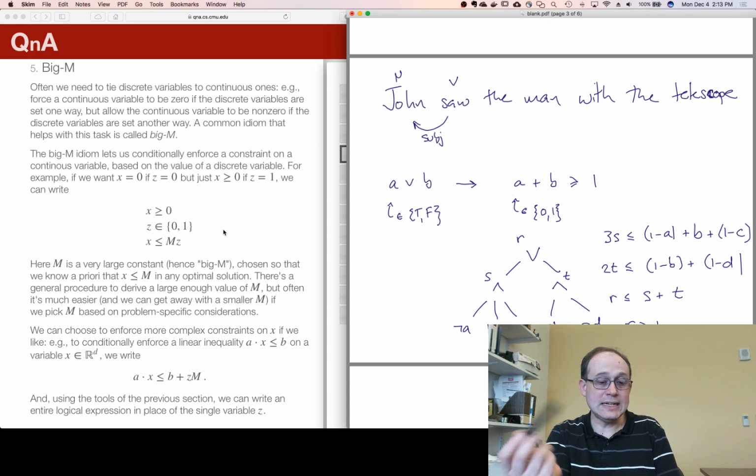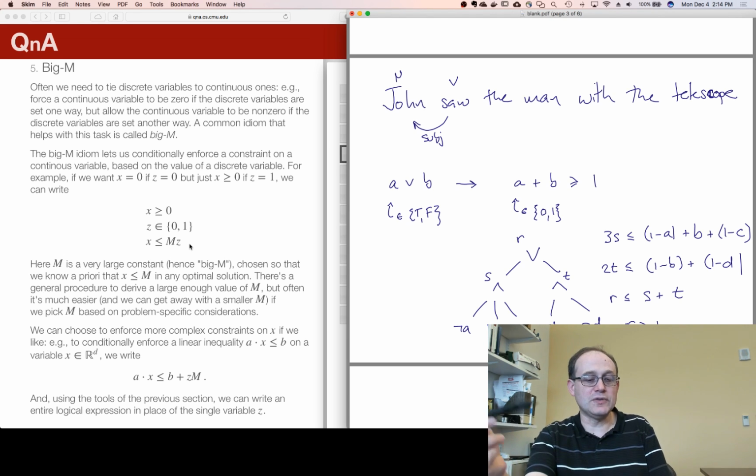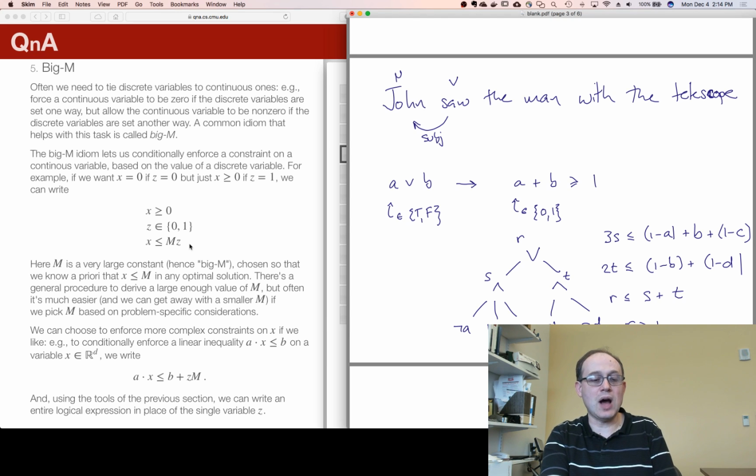or the big M idiom, which is we always enforce x is bigger than or equal to 0, because that's true in either of the cases. z is going to be our binary variable, and x has to be less than big M times z. And big M here is a very large constant, chosen so that we know a priori that x can't be any larger than M. So this is actually kind of similar to the question that somebody asked on Piazza earlier in the lecture, except in the Lagrange multiplier example, there was an easier way to solve the problem than to include this big M. Here, the big M is probably the best way to solve the problem.